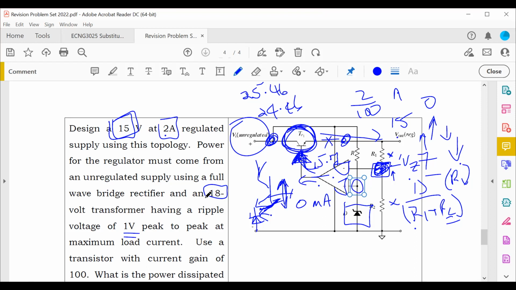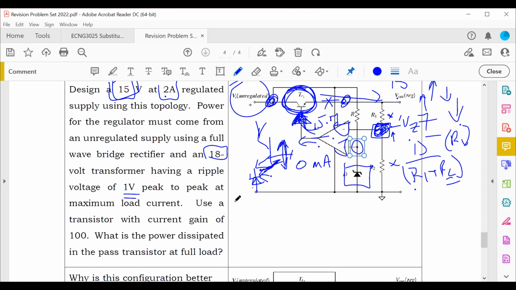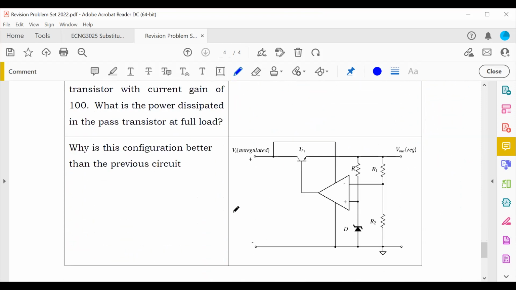So for the second part, why would you say that this configuration is better? Kamaraj, answer that. We just did that. Answer it. Where are we? I think I forget.